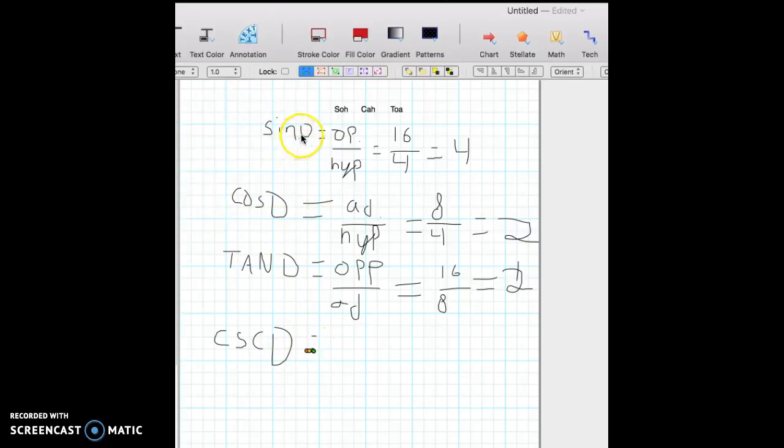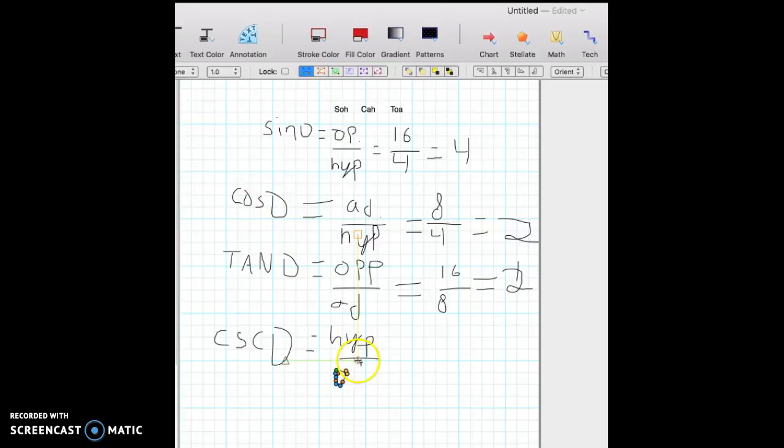Cosecant of D is going to be the complete opposite of sine of D. So sine is opposite over hypotenuse. So instead of doing opposite over hypotenuse, we're going to do hypotenuse over opposite for cosecant. Just take your formula or your pattern for sine, flip it. Usually it's going to give you a smaller number, depending on the problem.